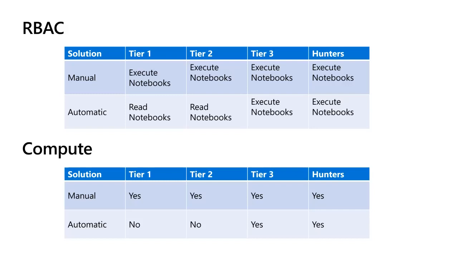And then you have obviously the tier 3 and the hunters who need capability to interact with the notebook, because based on what they are seeing, they need to make decisions whether they need to take a left or take a right and investigate more. So that would typically be in hunter or tier 3.